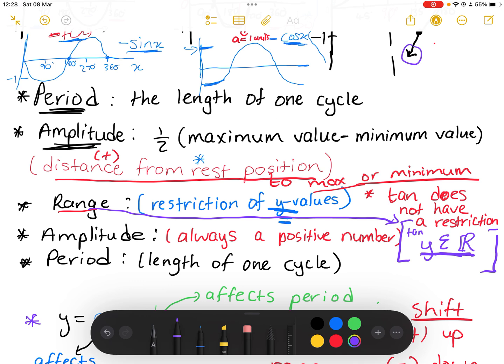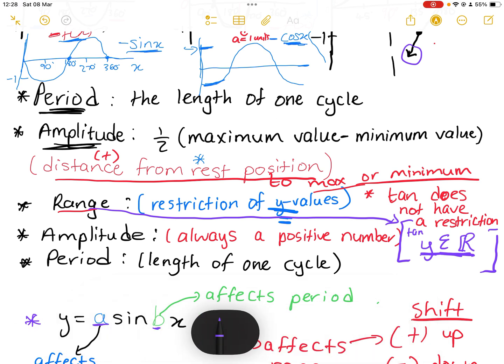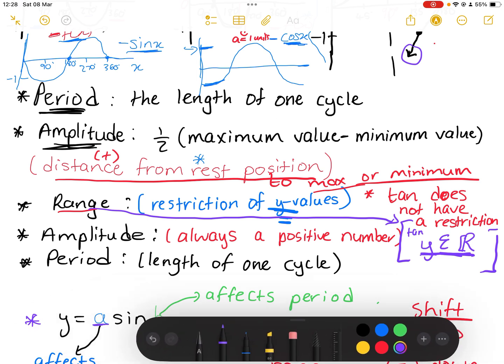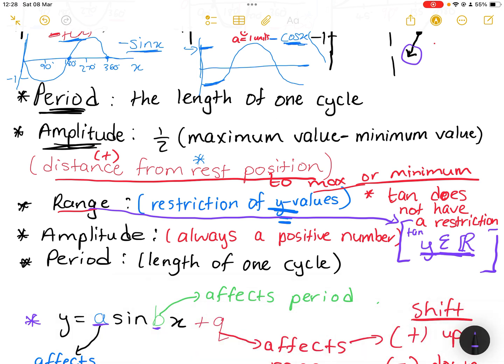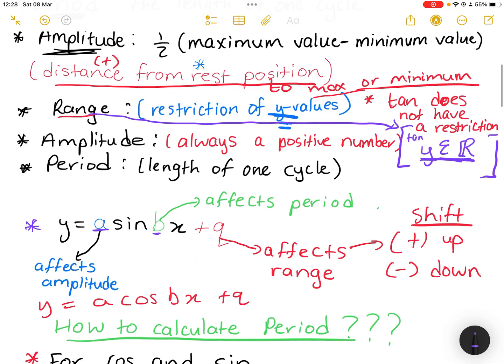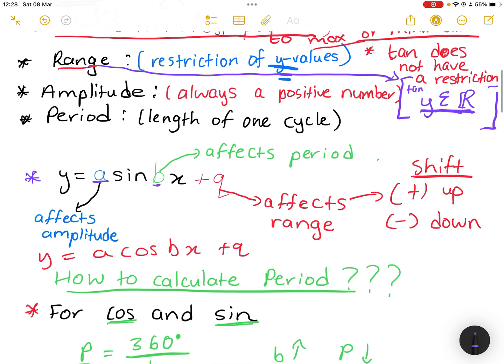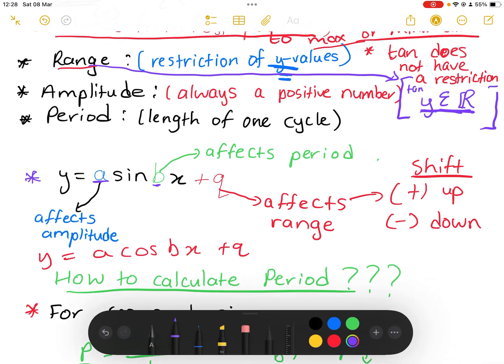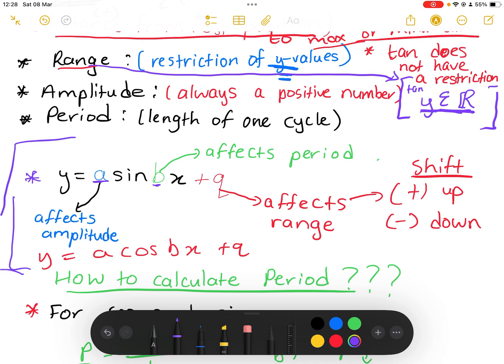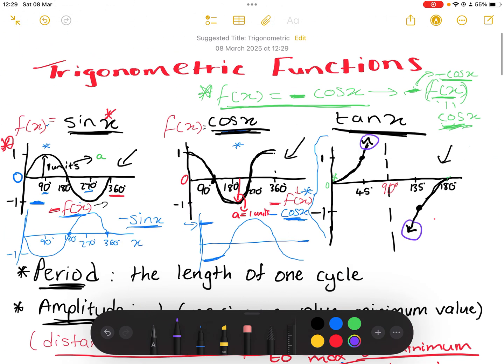Moving on to period. Period is the length of one cycle, which we talked about. And we also talked about amplitude, which is always a positive number. Your graph might also be affected like this. This is where we are. It might be affected by A, by B, or by Q. A affects the amplitude. So when I say amplitude, you might put a value, because at the beginning, remember, A was 1.